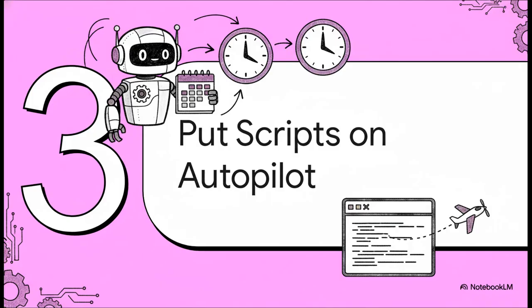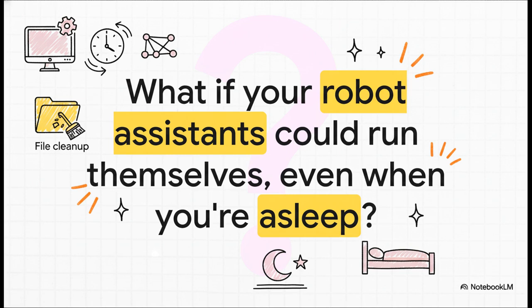Okay, building robot assistants is pretty cool. But what if you didn't even have to tell them when to start? What if you could put them on a schedule and just forget about it? Let's put these scripts on complete autopilot. No, seriously, think about it. What if your file cleanup script just ran every Sunday night while you're relaxing? Or your network check ran every single morning before you even wake up? This is where the real magic starts to happen.